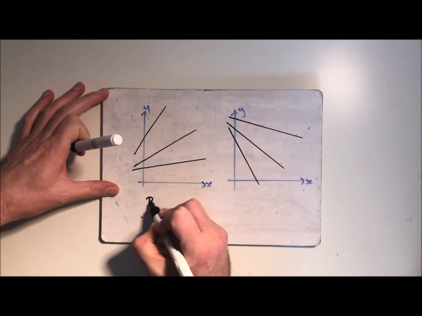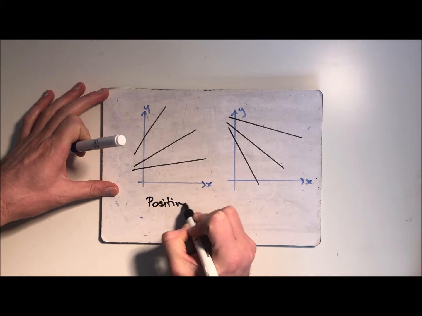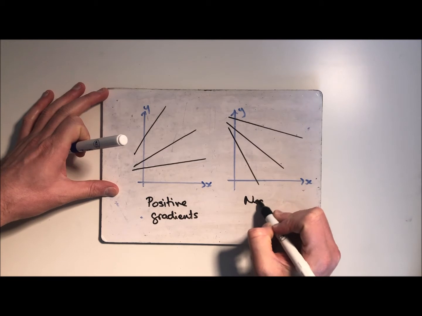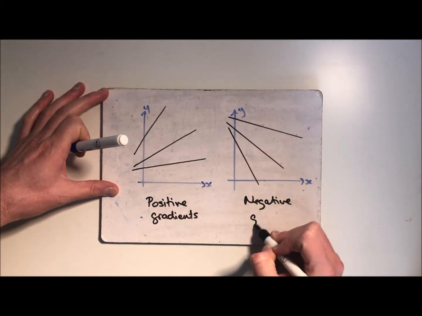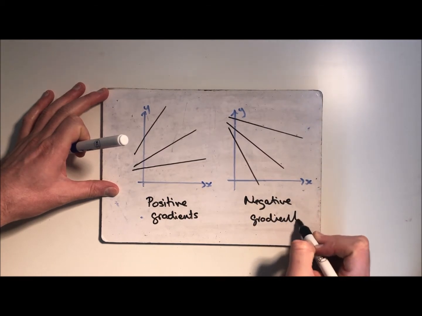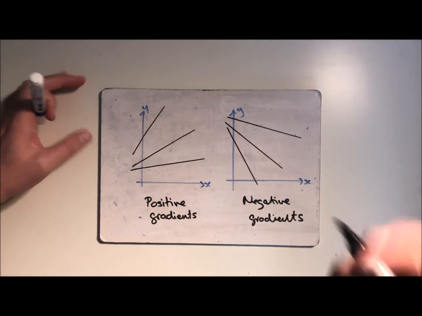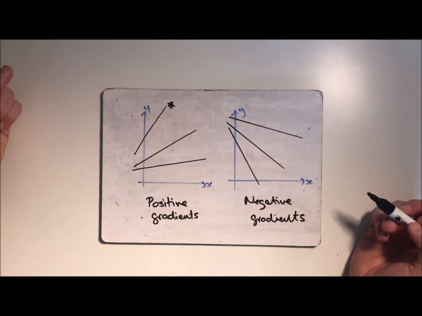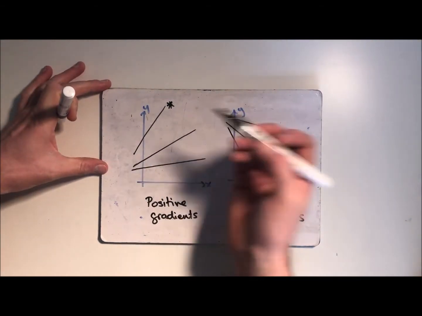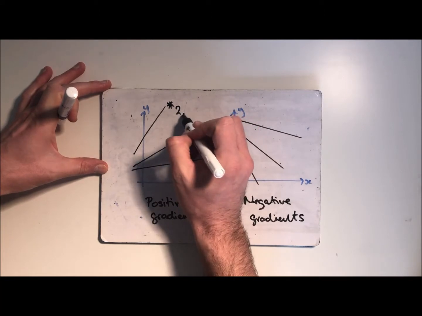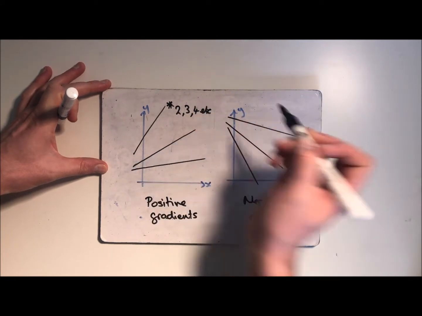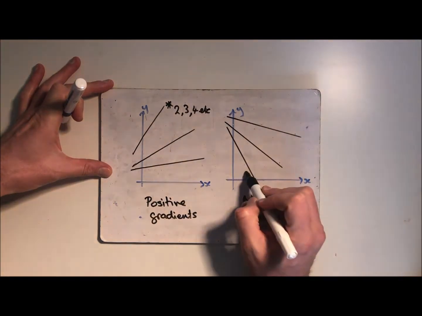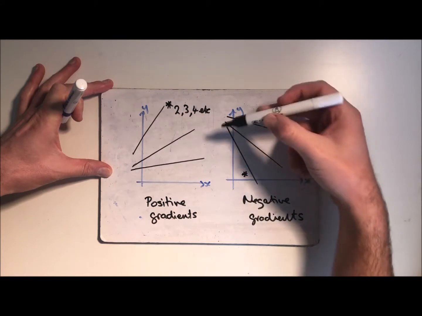These ones here are all said to have positive gradients, and these ones have negative gradients. Okay, the steeper a line is, so this one here, for example, if I put a wee star beside that, that's the steepest positive gradient. That would have a number that's quite a large number, maybe 2 or 3 or 4, etc. Quite a relatively high number. On our negative ones, this one would be the steepest one that's going down the way, or negative gradient.